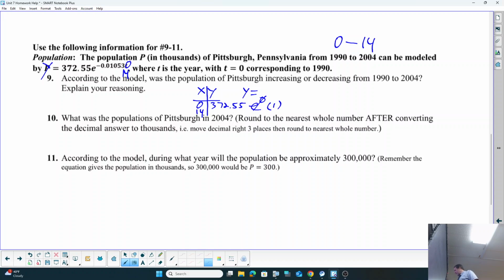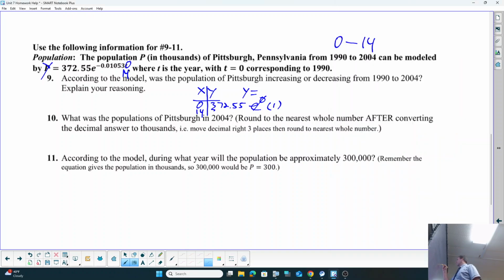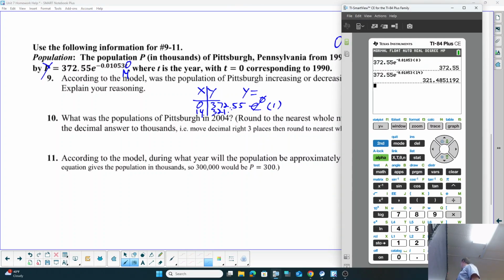What happens when we plug a 14 in now? So we go second enter, which brings up the last thing you did, and we'll change our 0 to a 14 now. And we get 321.485. We went down, so we're decreasing.